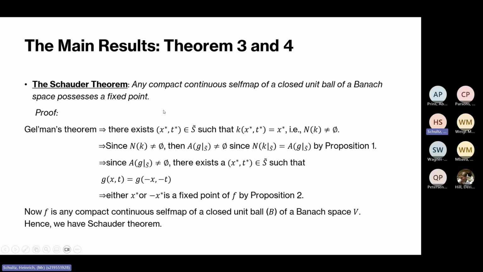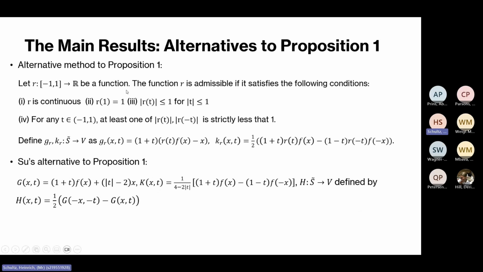Okay, so before we move on to the exciting part, which is the application of fixed point theorems, I'll quickly show two alternatives. Alternative 1 is to use an admissible function. We define R to map the closed interval [-1, 1] to the reals, and R is admissible if it satisfies the following conditions. R is continuous, R is equal to 1 when t is equal to 1.